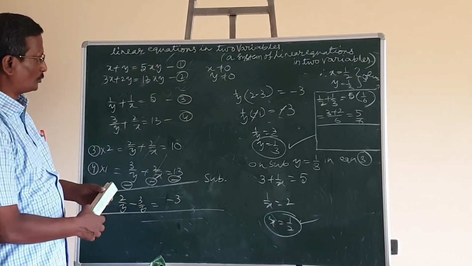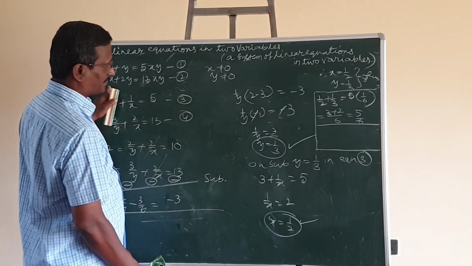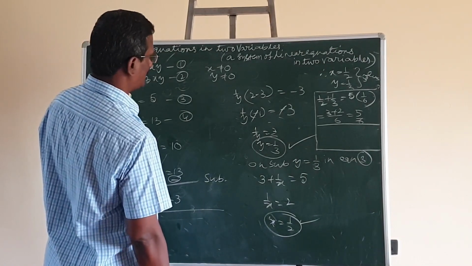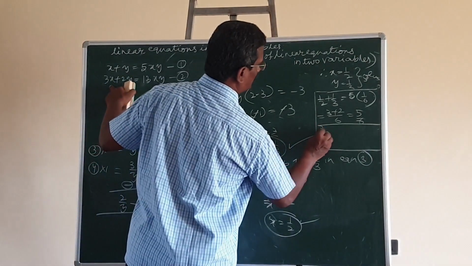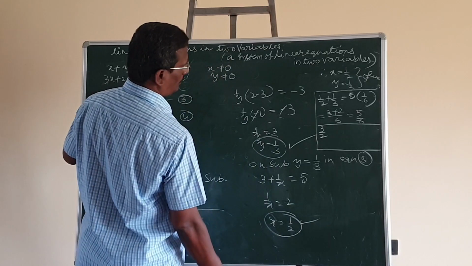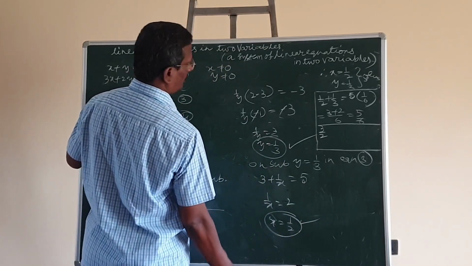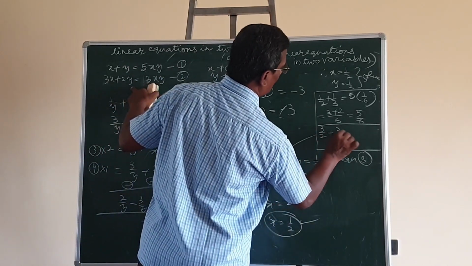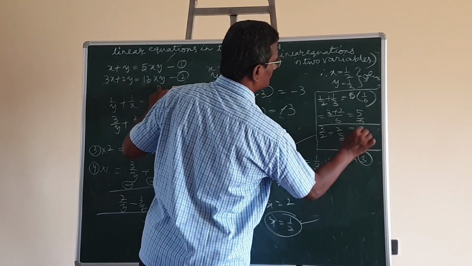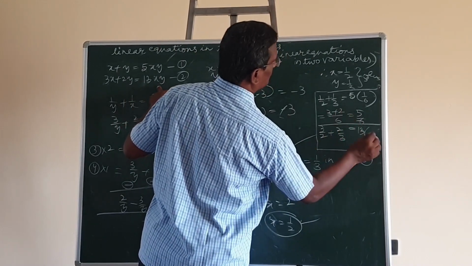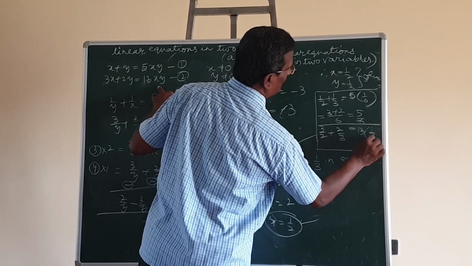So again let us substitute in equation 2. 3 by x means 3 into 1 by 2. This is 3 by 2. 2 by y means 2 into 1 by 3. This is 2 by 3. This is equal to 13 into 1 by 2 into 1 by 3. 13xy means 1 by 6.